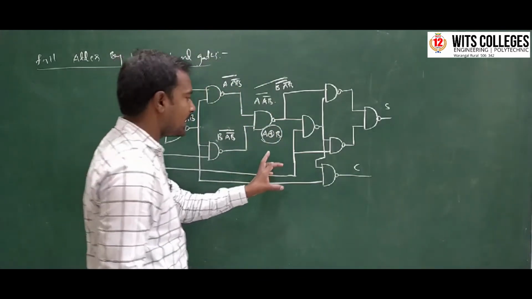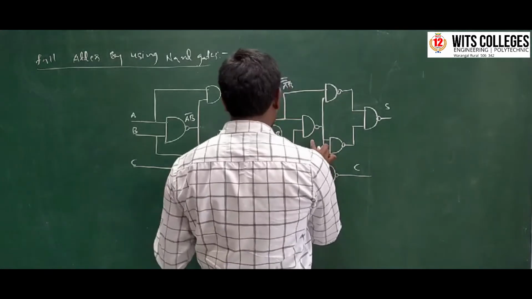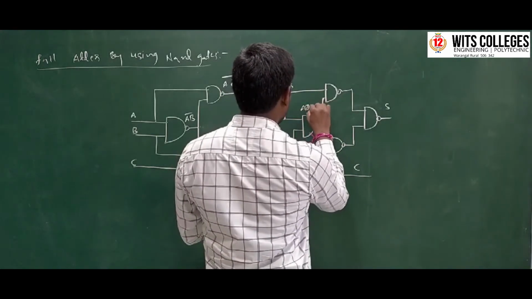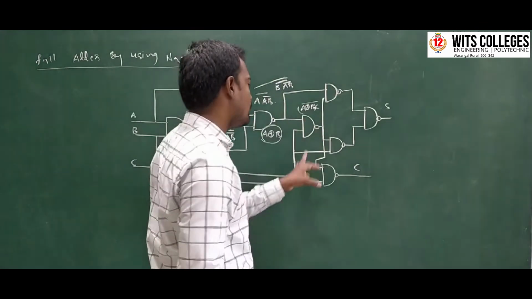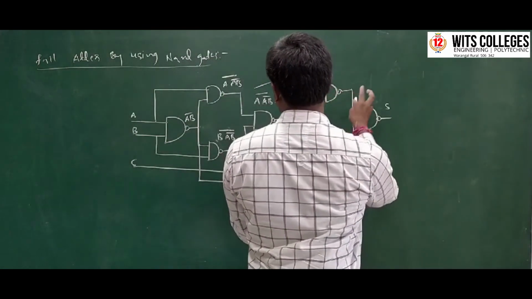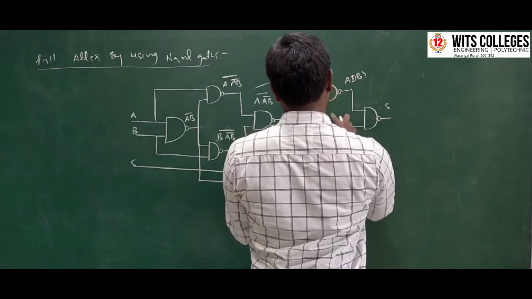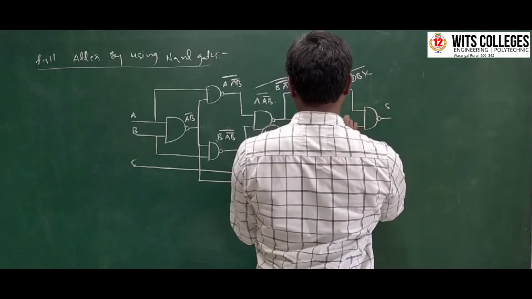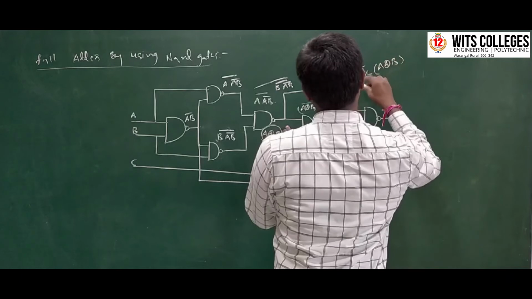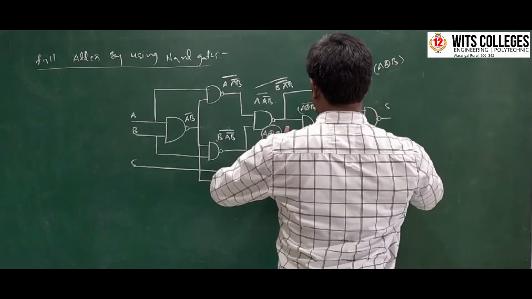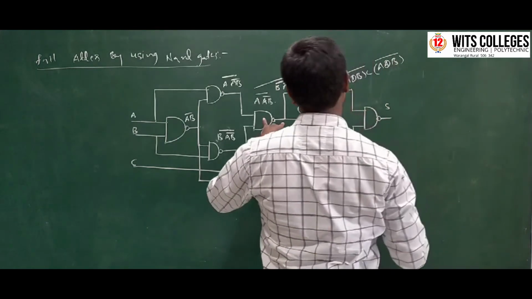and coming to this NAND gate, this gives the output of (A exclusive or B into C) whole complement, and this NAND gate gives the output of (A exclusive or B into C) whole complement into (A exclusive or B) whole complement, A exclusive or B. Here this output is again connected to here, and this is A exclusive or B whole bar.